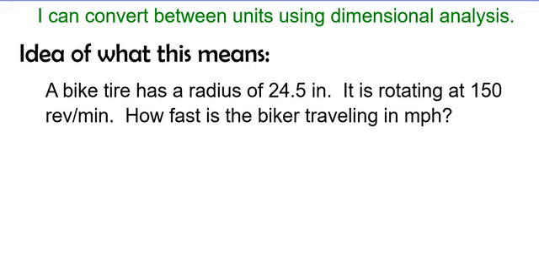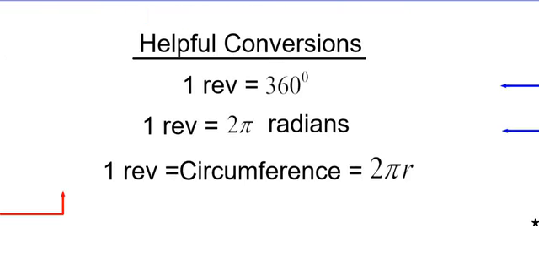So it says a bike tire has a radius of 24.5 inches. It is rotating at 150 revolutions per minute. How fast is the biker traveling in miles per hour? People use this when they're creating programs that tell you how fast the bike goes, like a speedometer. It doesn't just go off of magic. It goes off of converting the revolutions into a linear distance and then divides it by time so we can figure out how fast we're going. So we're going to break things down and then work our way up to problems like this one.